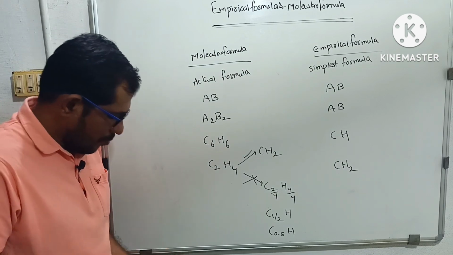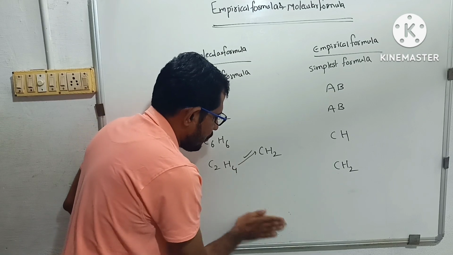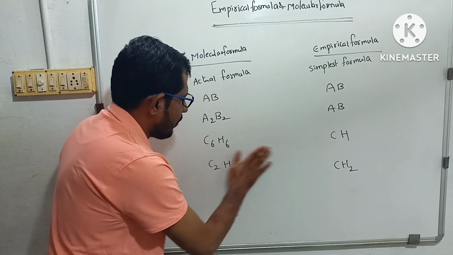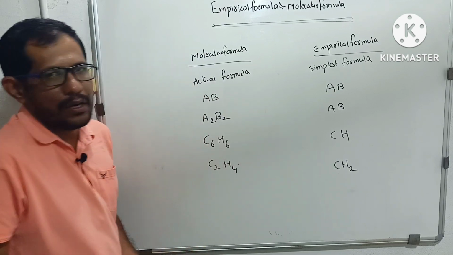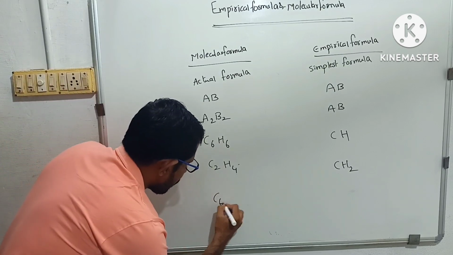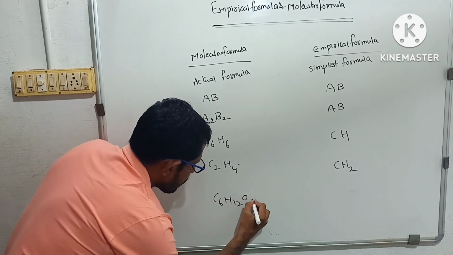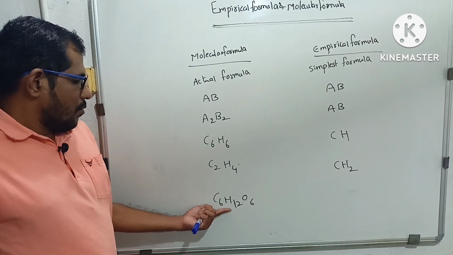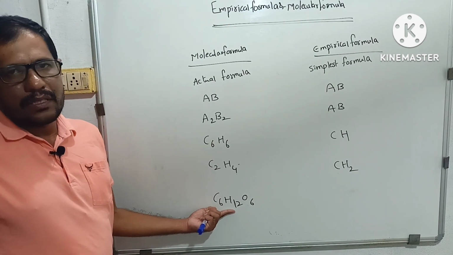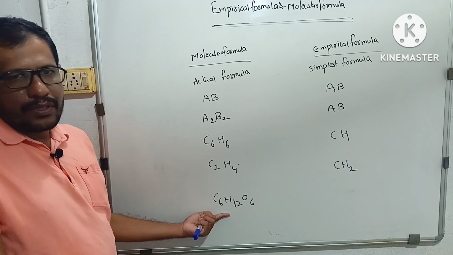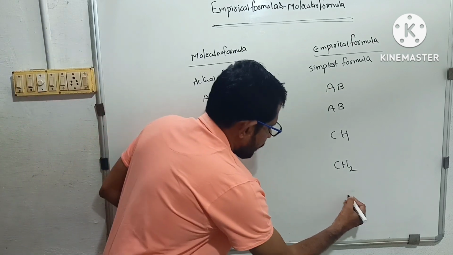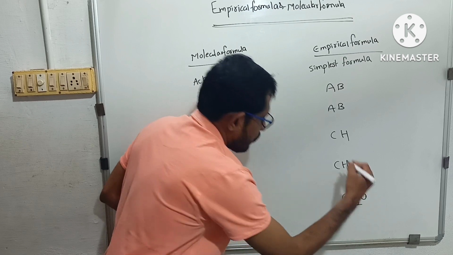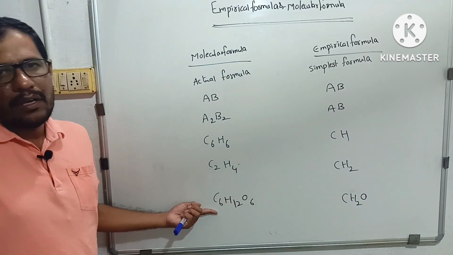Next, one more molecule I will show you. Benzene I have already shown you. I will show you for the glucose molecule, C6H12O6. What is the common factor here? 6 is the least one, so divide this with 6. What will you get? CH2O. This is the empirical formula for glucose.